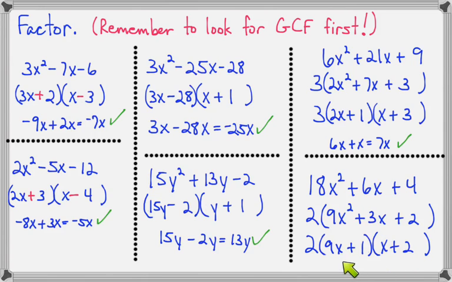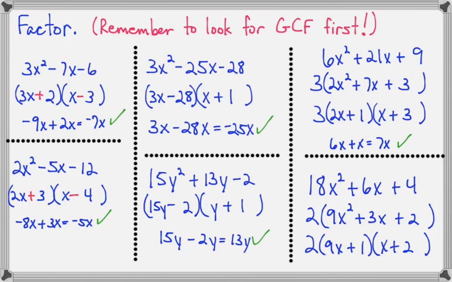Now outer times outer is going to be 18x. Inner times inner is going to be 1x. 18x and 1x are not going to add up to 3. If I rearrange the 2 and the 1, then I'll have 9x on the outside and 2x on the inside, and that still won't be 3. So this trinomial would not break down.